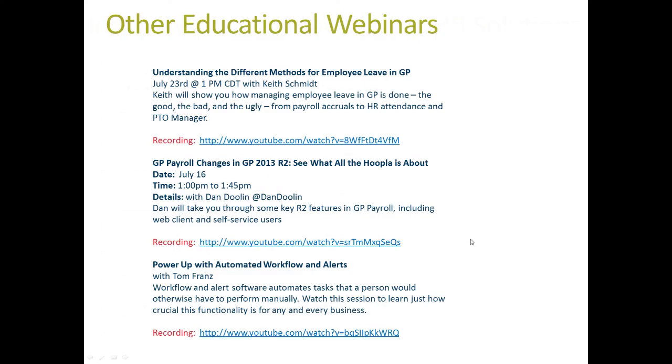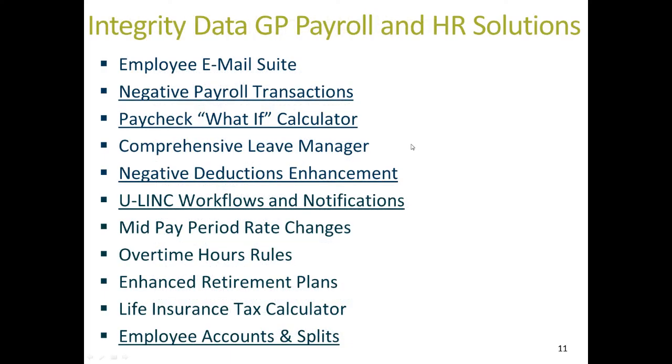Back to the slide deck. So there's the other educational webinars we've done. Entire list of the Integrity Data payroll and HR solutions. I've talked about the email suite, negative payroll transactions. I meant to underline the ones that I referred to. So email suite we talked about, comprehensive leave manager we mentioned, negative deductions, U-Link, mid-pay period rate changes. That's also why you saw on the pay code a pay rate of $18 for the employee, and then our payroll transaction is showing up at $17.75. There's a change in the rate there somewhere that wasn't kicking in yet. So overtime hours rules I mentioned, enhanced retirement plans, and a few others.